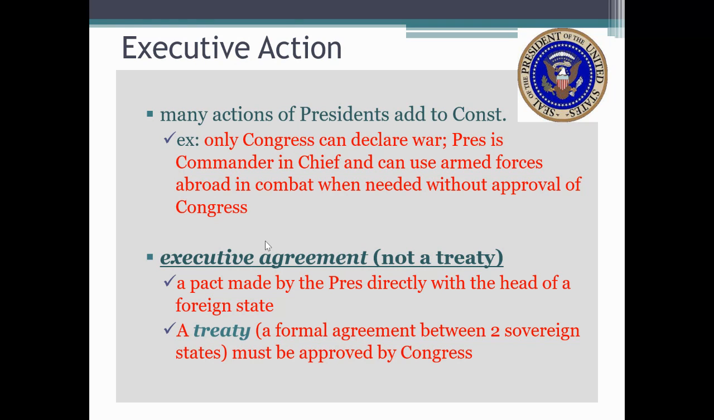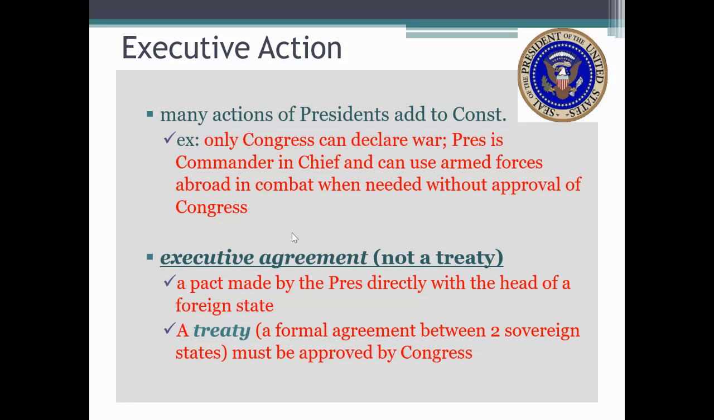An executive agreement doesn't have to be formal. It can be an agreement between these two people, and they seal it with a handshake. It doesn't even have to be like a written agreement. So that's something that the president has the power to do.